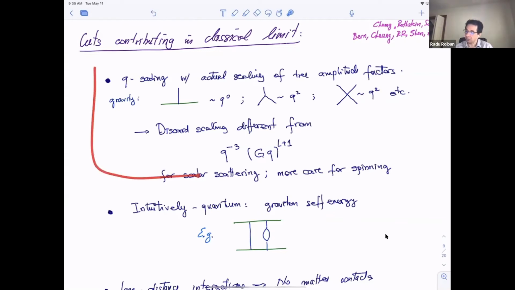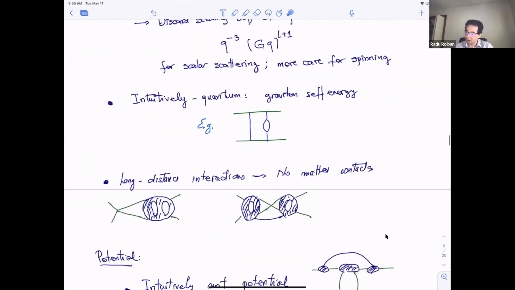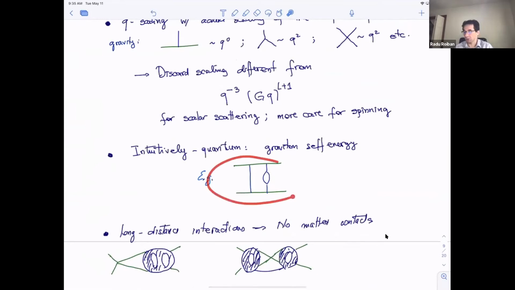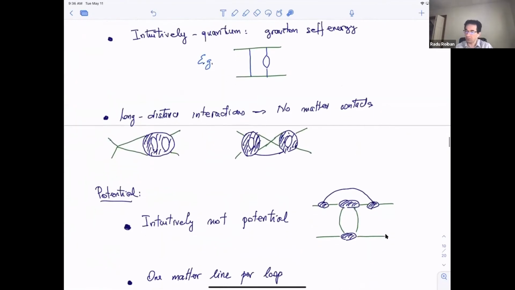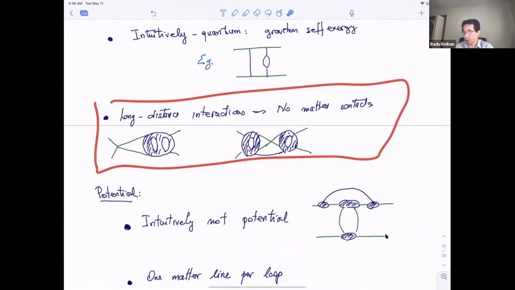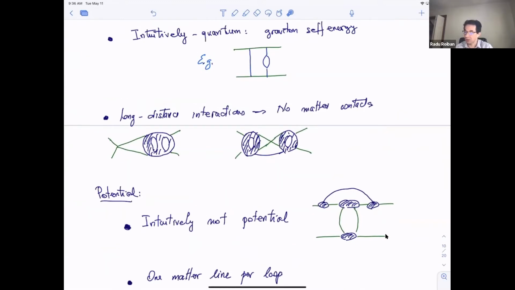Right, so this is the first step where we discard things. The second step is that we discard diagrams, or contributions to diagrams, that are at least intuitively quantum. One can also argue more precisely that they are quantum, for example, a graviton self-energy. Another kind of possible contribution that we discard are those that do not lead to long-distance interactions, such as diagrams that contain a four-matter interaction in which the two massive particles that scatter interact at one point. So any cut that might contribute to something like this is discarded.